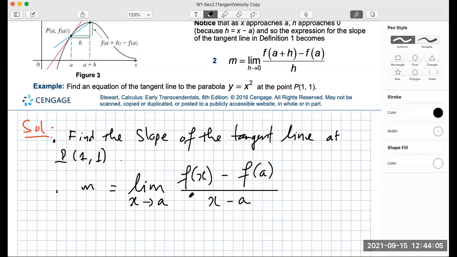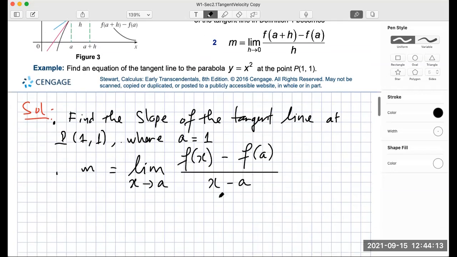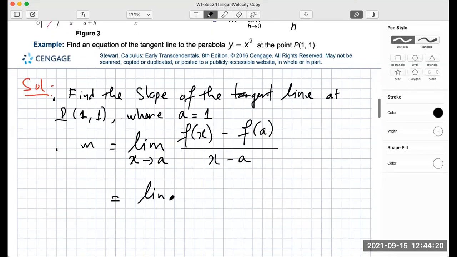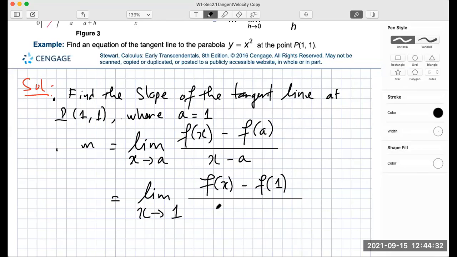And in this case, what is a? Very good. a is equal to 1. Then we replace a by 1, right? It is equivalent to the limit when x approaches 1 of f of x minus f of 1 over x minus 1. Very good.